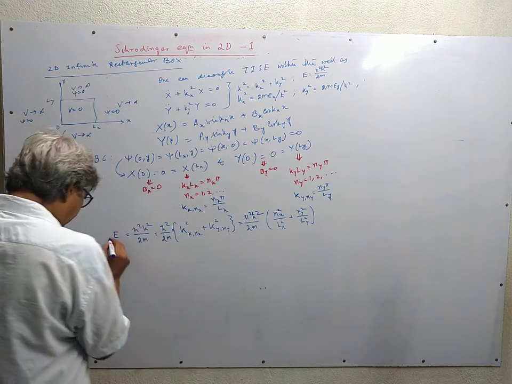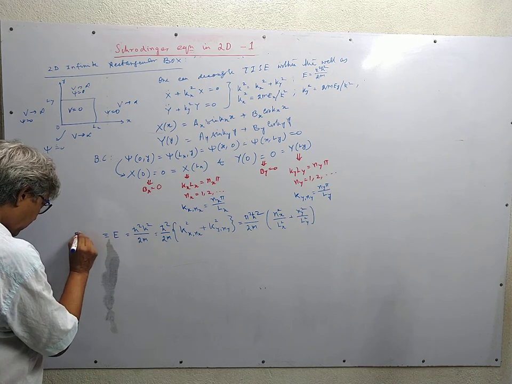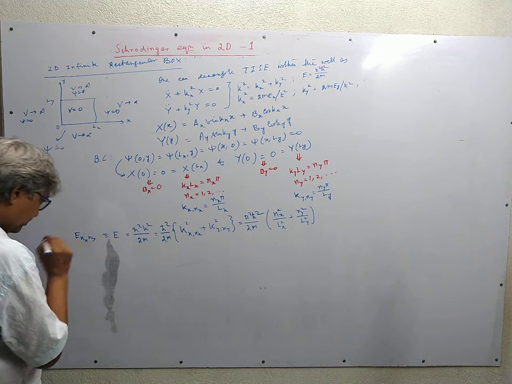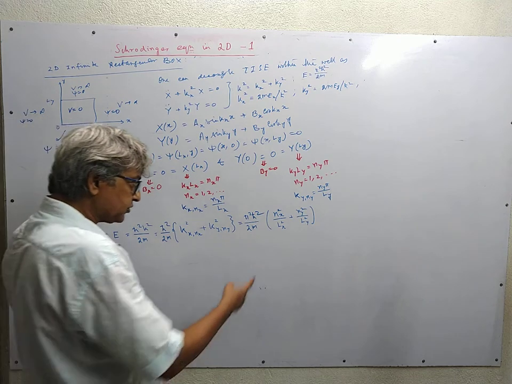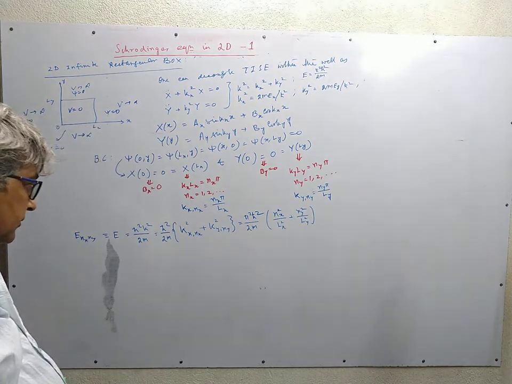So we write E as E of nx, ny. The energy is quantized and is denoted by two quantum numbers, nx and ny. The ground state energy corresponds to 1 as the value of nx and ny.